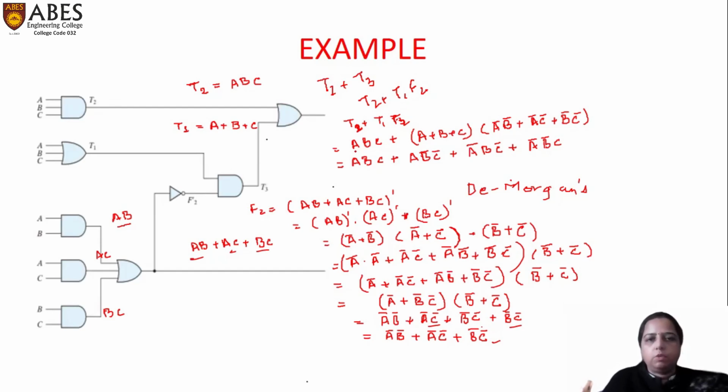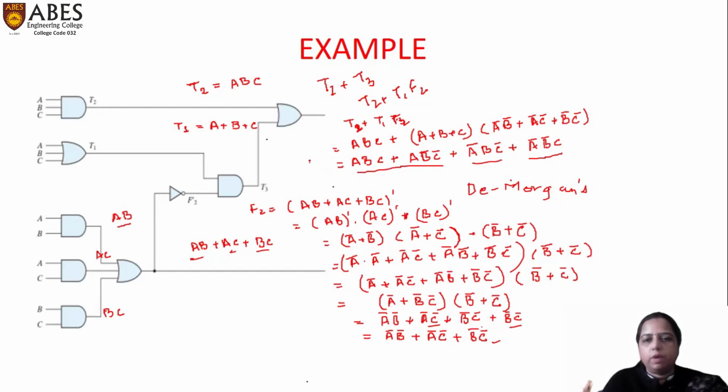Now we have T2 is nothing but ABC, and T1 is A plus B plus C, and F2 is A plus B plus C multiplied by A bar B bar plus A bar C bar plus B bar C bar, which we have already derived here. That is A bar B bar plus A bar C bar plus B bar C bar. Then multiplying all these, we will get this function, that is ABC plus A B bar C bar plus A bar B C bar plus A bar B bar C bar. So this is the final function.